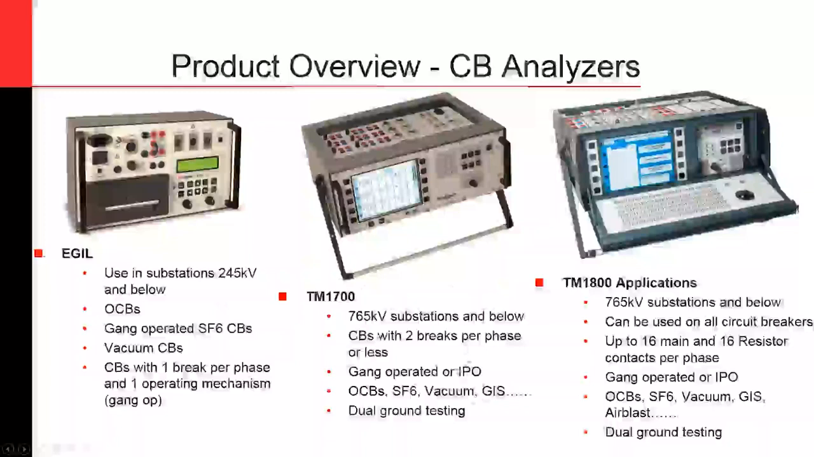And then, of course, if you need more than that, if you end up having old air blast and you need 4 breaks, 8 breaks, 10 breaks per phase or more, the TM1800 will do it for you. So this thing can test any circuit breaker out there, OCBs, SO6, vacuum, GIS, air blast. It also has the ability to do dual ground testing. It's kind of the Cadillac of circuit breaker testing out there.